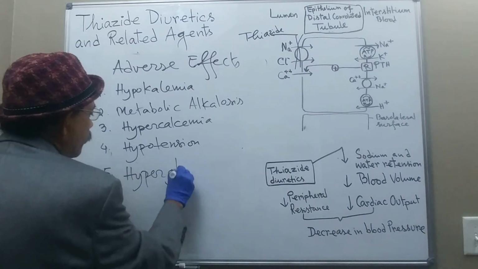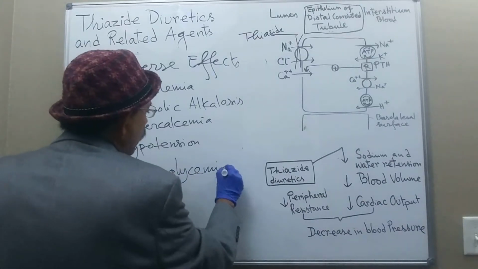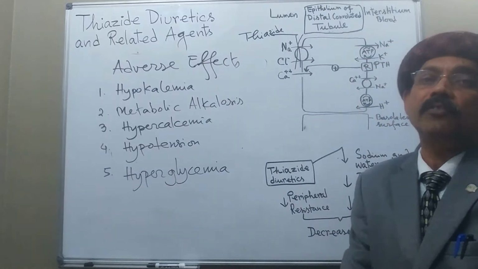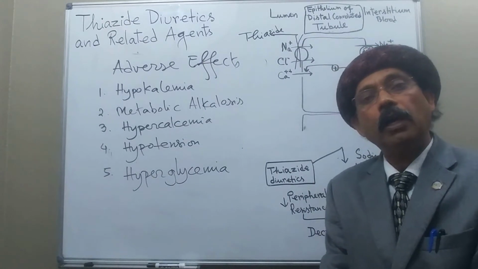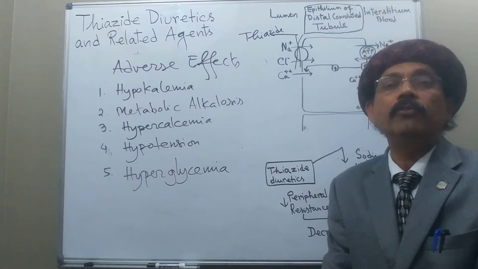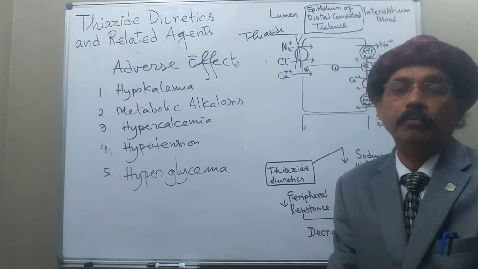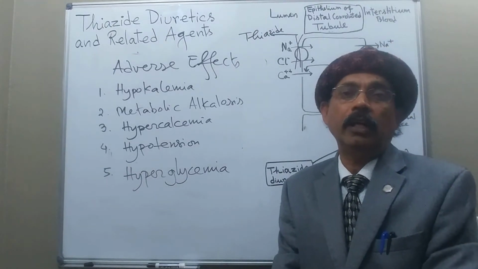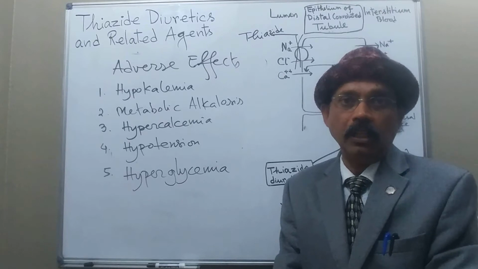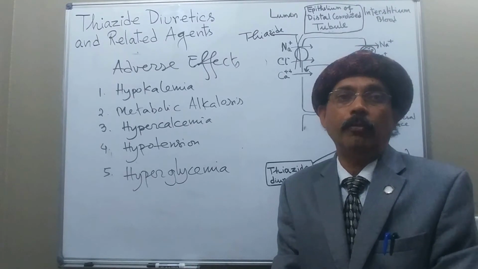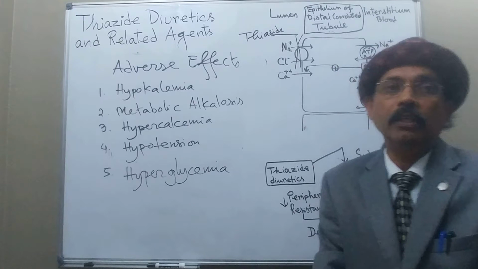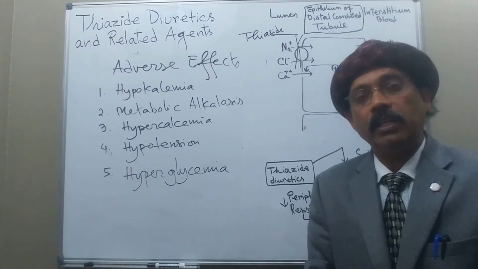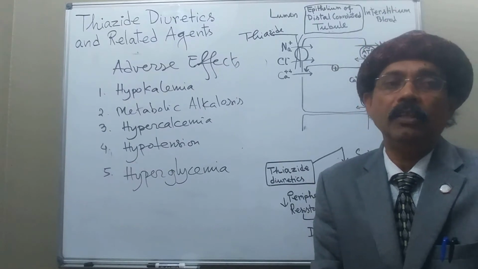It may cause hyperglycemia. This is very important. How does it cause hyperglycemia? It causes hyperglycemia by suppression of the beta cells of the islets of Langerhans of the pancreas, so insulin will not be secreted properly. It also prevents the action of other anti-diabetic drugs like sulfonylureas. So it may cause hyperglycemia by suppressing the insulin and the anti-diabetic drug.